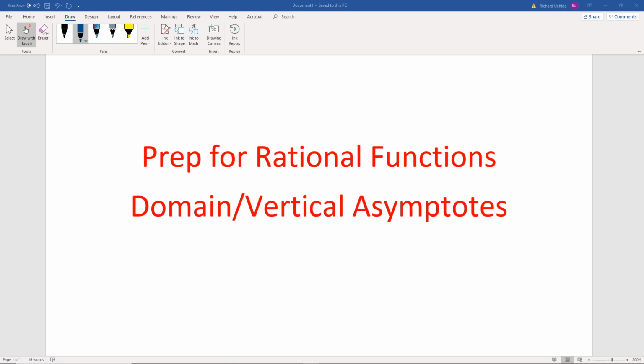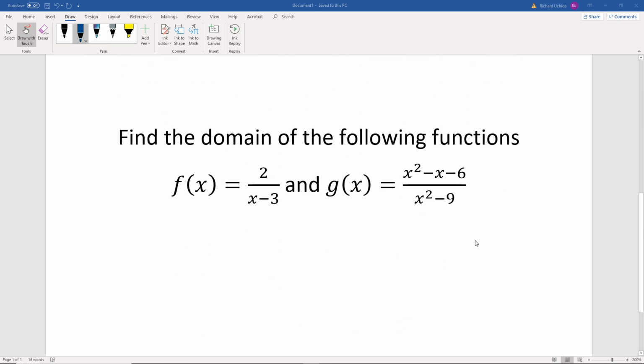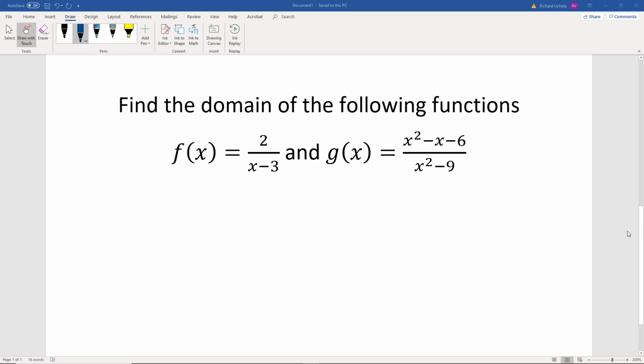In this video, we'll prep for rational functions, specifically talking about the domain and how that relates to finding the vertical asymptotes for rational functions. Because you should have already talked about how to find the domain of rational functions, but let's talk about a couple of examples just to remind ourselves.